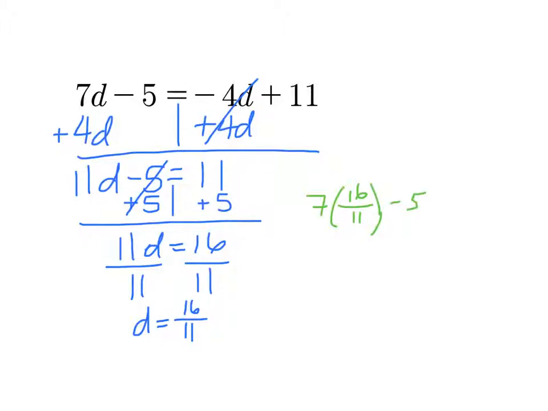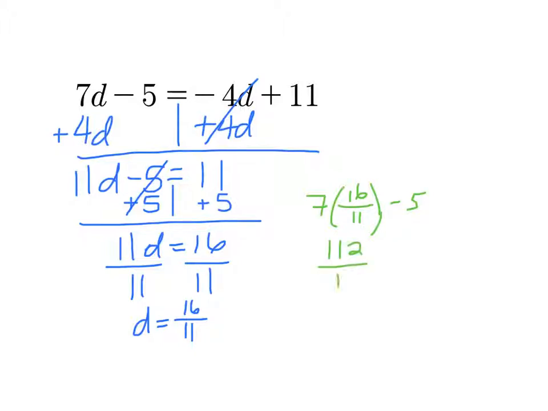7 times 16/11. Well, there are some shortcuts here, and there are some ways your calculator can help you a little bit. It doesn't have to be super difficult, and it doesn't mean I have to do it not on a calculator because there's a fraction involved. 7 times a fraction, so a whole number times a fraction is a whole number times the numerator. So 7 times 16 comes out to 112.